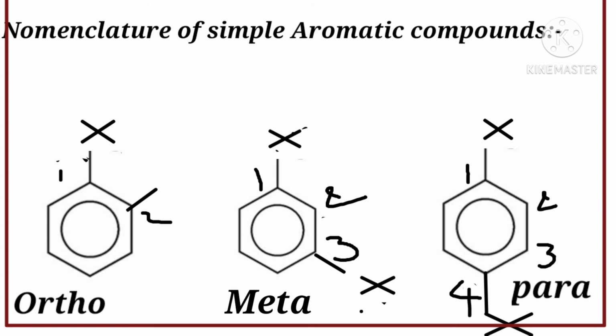And the next one, para position 1,4. The compound is said to be para if the 2 substituents are on diagonally situated carbon atoms. Ortho, meta and para are generally represented as o, m and p, respectively, as shown in the figure.